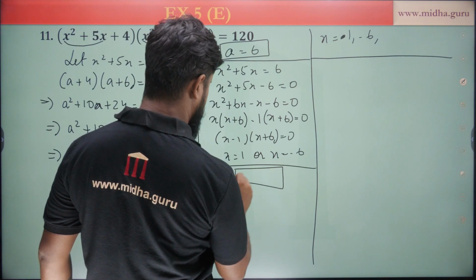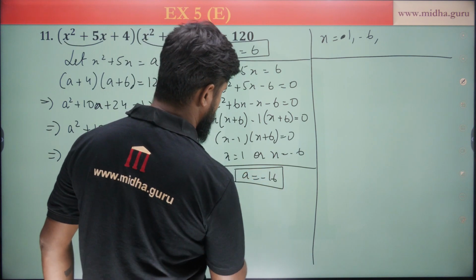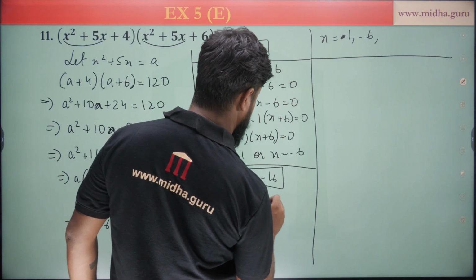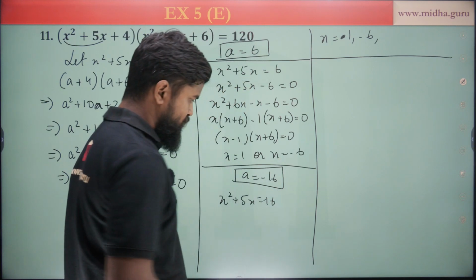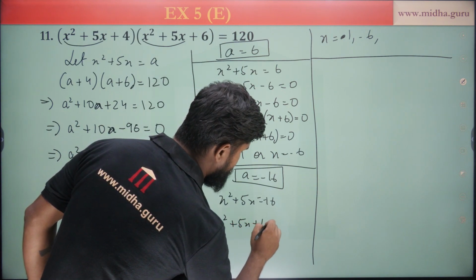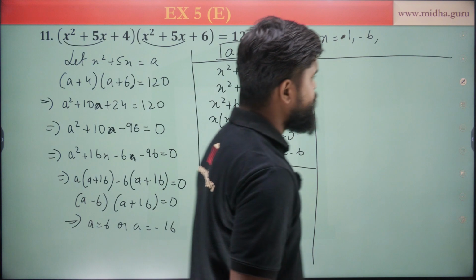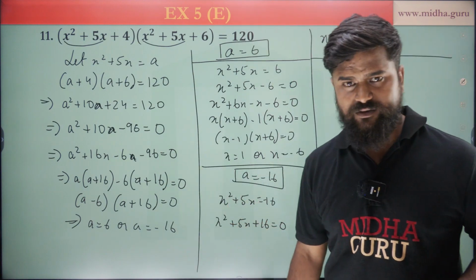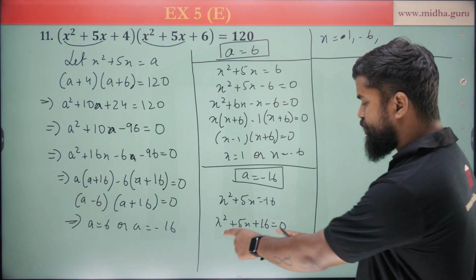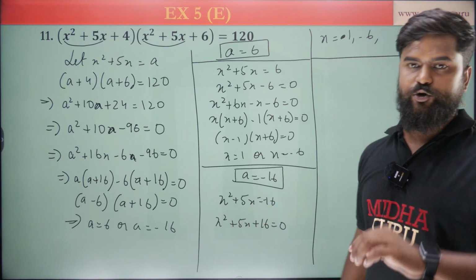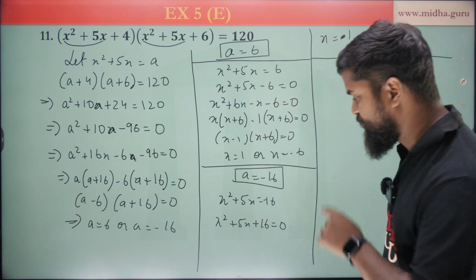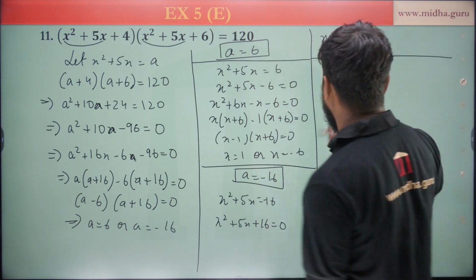Now we have another value for a which is minus 16. So x square plus 5x is equal to minus 16. So I bring minus 16 to this side, we get x square plus 5x plus 16 is equal to 0. Again, if you look at this equation here, we have the middle coefficient, that is x coefficient, to be 5. And since the product is positive, we cannot break down 5 into two numbers such that the product gives us 16. So we will solve this equation by quadratic formula.